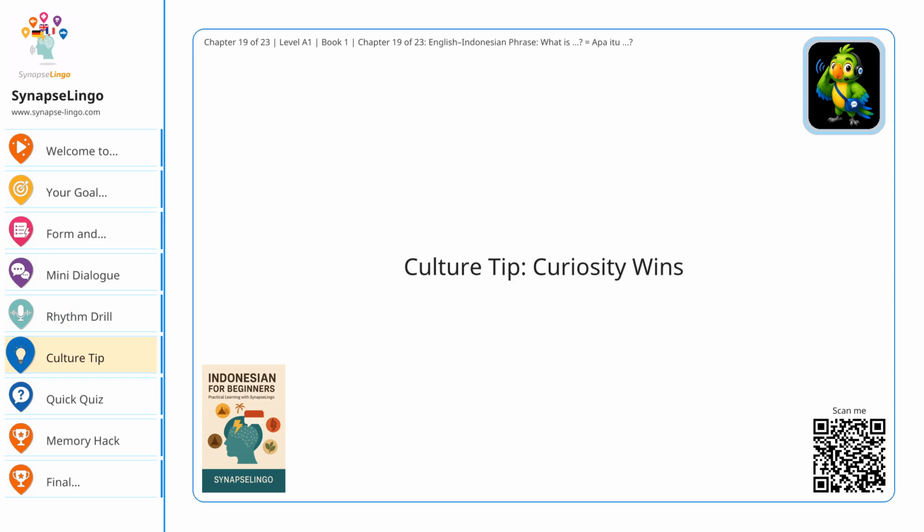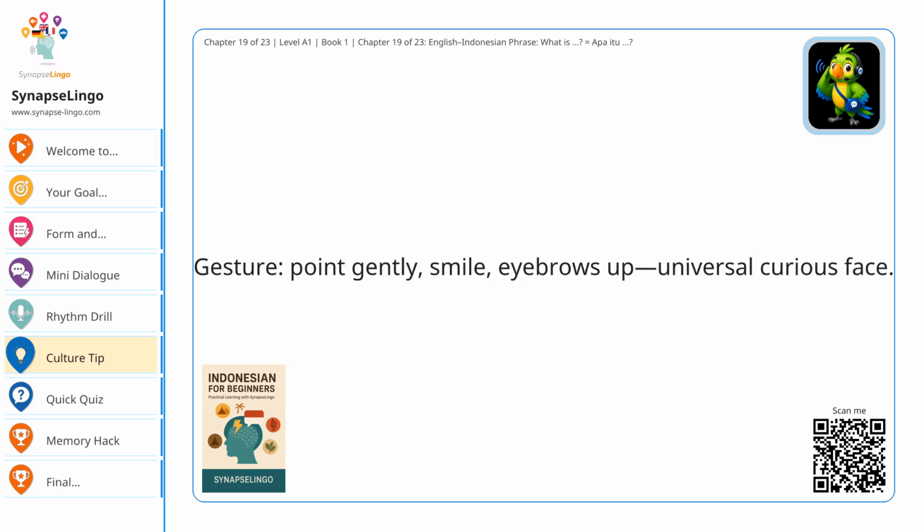Culture tip. Curiosity wins. Stay polite and clear, Indonesians appreciate it. Start with "Permisi," excuse me, before asking "Apa itu?" in shops or museums. If you need the definition, add "definisi," what's the definition of. Say "Apa itu?" then the term. Gesture: point gently, smile, eyebrows up, universal curious face.